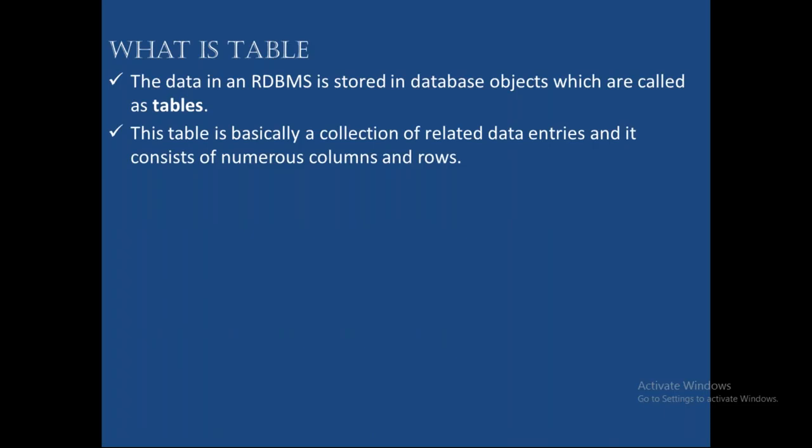Data entries means the first customer requested the Data Factory training, and the second customer requested the Databricks training. So each one is one entry. All these entries we inserted into the table. So now you can say this table is basically a collection of related data entries, and it consists of numerous columns and rows. We have seen there are 3 columns in our table, and we have 2 records, 2 rows in our table.